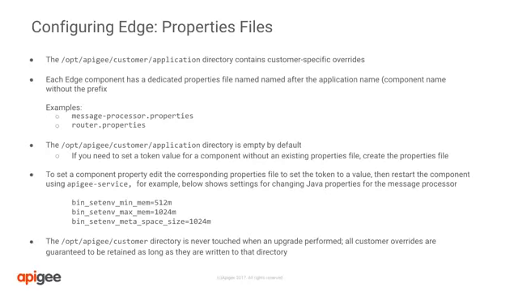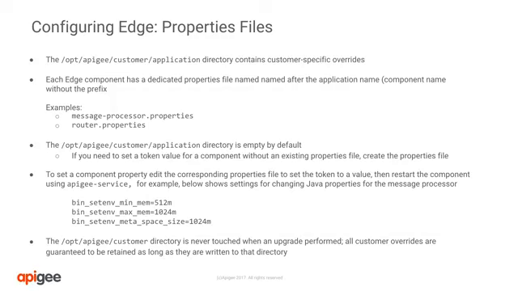The actual property file we create to override the installer set values is created in /opt/apigee/customer/application. Each Edge component should have its own file named after the application but without its prefix, e.g. message-processor.properties or router.properties. By default, the /opt/apigee/customer/application directory is empty. When you need to override a property, you create the properties file and change the user and group ownership to the Apigee service account. To set a component property, edit the properties file and provide the token name and new value. Once complete, save the file and use apigee-service to restart the component.